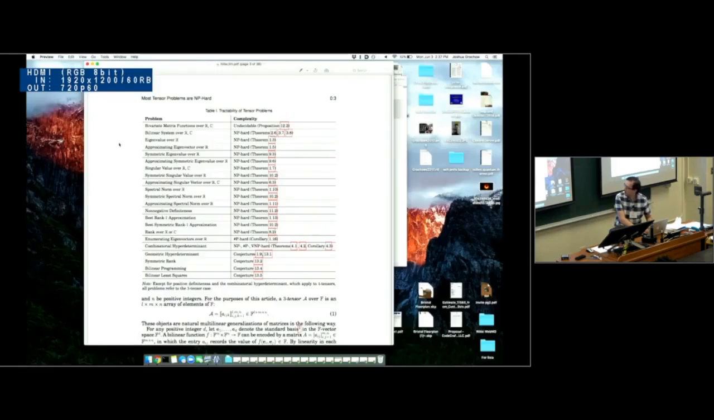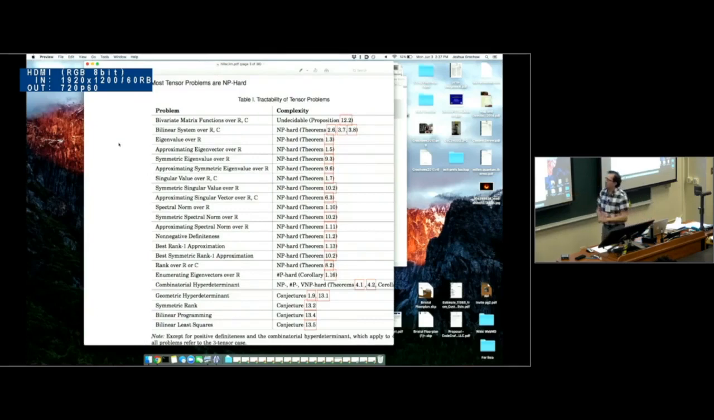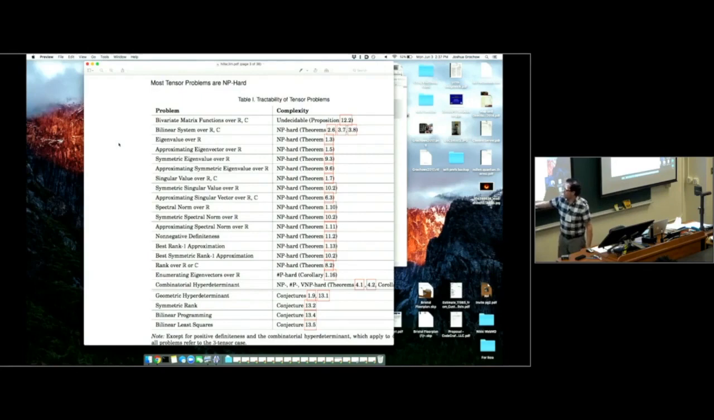And I'm not going to walk through all of these problems, but you can see they have like this huge list of problems on tensors. And, except for a few conjectures here about a few problems that are left over, they prove that all of them are NP hard. Right? Most of these results, I should say, you'll see they're like over the reals or the complex numbers. And even some of them which don't say this, right? Like this doesn't say over R, but this is non-negative definiteness. It's clearly over R, right? So most of this paper is focused on R and C.